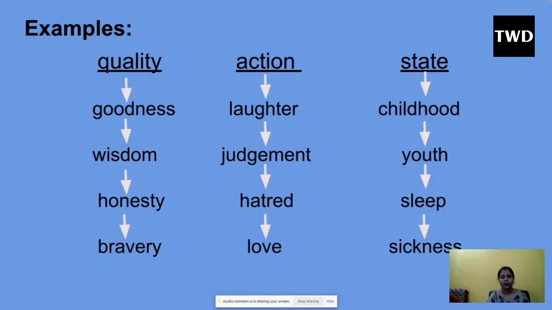State. State means a proper phase of our lifetime, like childhood. Childhood has already passed, we didn't sense it. Youth. When we were children, at that time we knew what we all did, but what is childhood, we don't know. Youth, that is also something abstract. Sleep, abstract. Sickness, this is also something which we cannot sense.